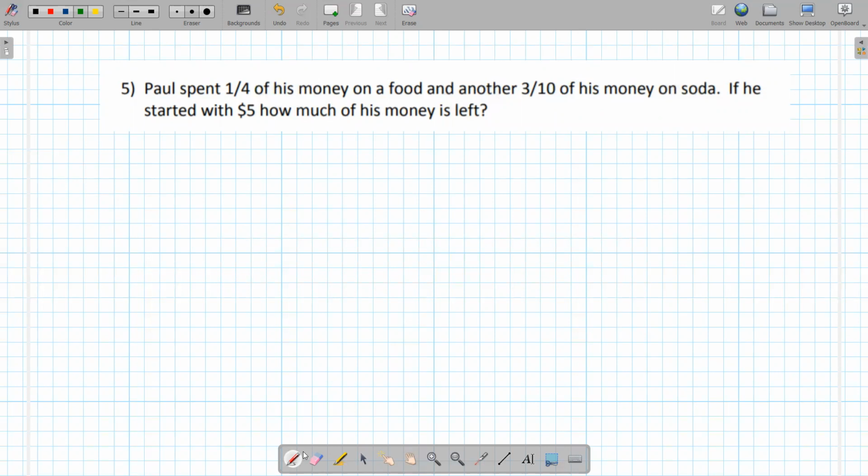So why don't we first find the money spent on food? So on food, he's going to spend how much? 1 over 4 times 5. Yes, 1 over 4 times 5. That's 5 over 4. That is $1.25.